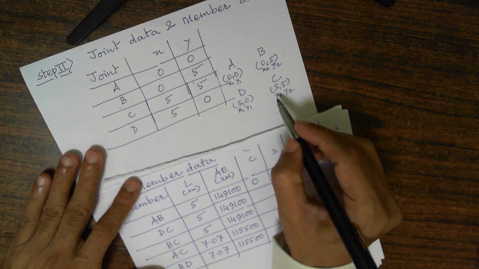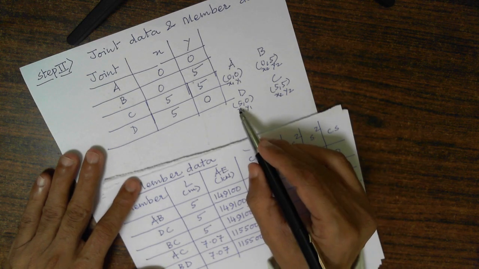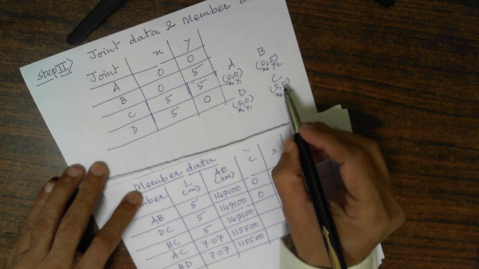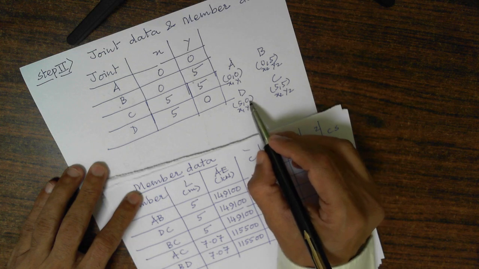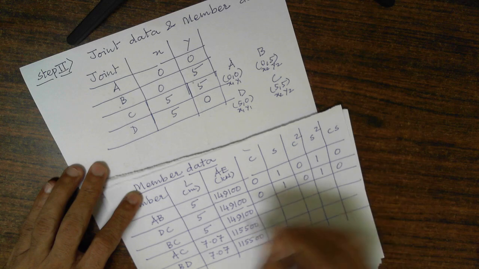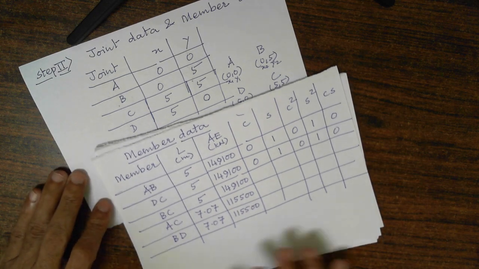So what is cos theta? x2 minus x1 divided by L. So 5 minus 5 divided by 5. So 0 divided by 5, that is 0. And what is sin theta? y2 minus y1, that is 5 minus 0 divided by 5, that is 1. So properties of this AB and DC member are same.